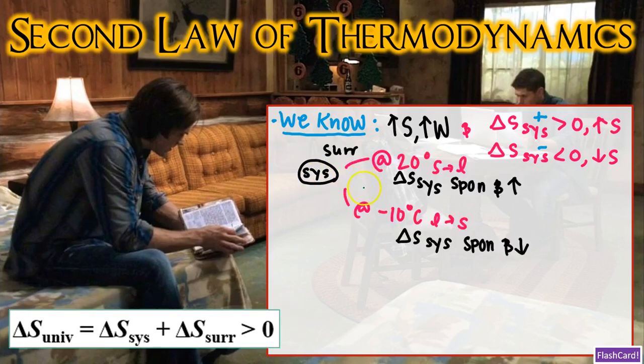After all, at 20 degrees Celsius, solid water melts spontaneously and the delta S of the system increases. And at negative 10 degrees Celsius, liquid water is going to freeze spontaneously and delta S of the system is going to be decreased. Therefore, simply looking at the sign of delta S of the system, and the system for us is a reaction, right, does not predict the direction of a spontaneous change. So we must consider the system and its surroundings.